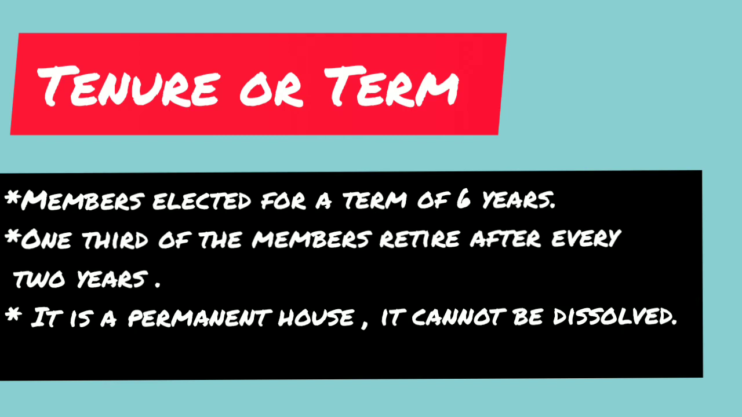1/3 of its members retire every 2 years. Thereafter, fresh elections are announced for the seats vacated in the beginning of the third year. The Rajya Sabha is not subject to dissolution, therefore it is called the permanent body.